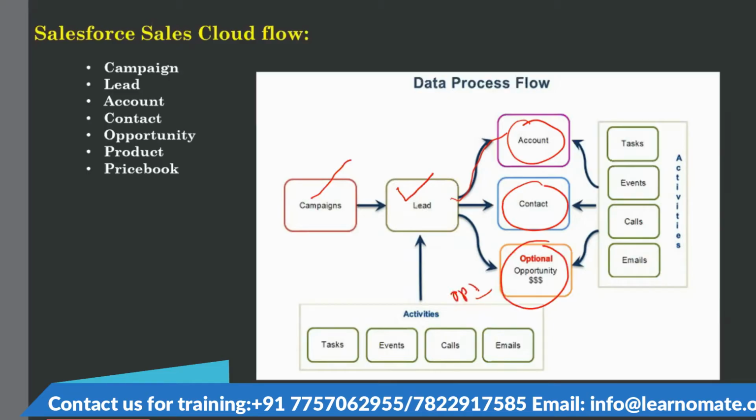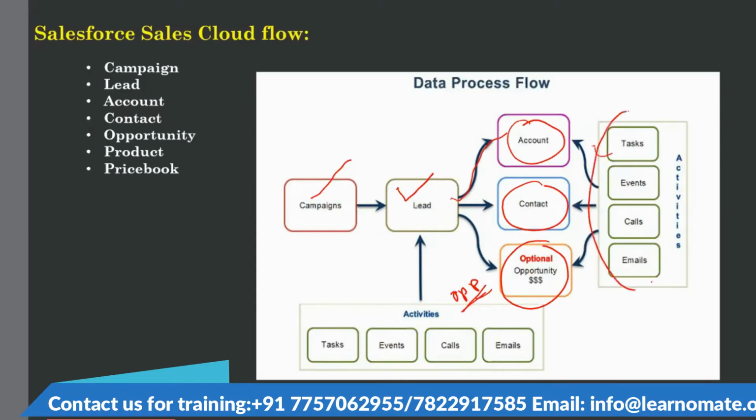I already told you opportunity is optional, because this person showing interest in my product does not mean that he is going to buy it. But at a certain stage I conclude that this person is showing interest and is definitely going to purchase my product. At that time I create the opportunity, and once the stage of the opportunity becomes closed won, that particular lead becomes a customer of my company, and we get the revenue from that lead. Here we can also send emails, events, calls, or any task assigned to that particular lead.